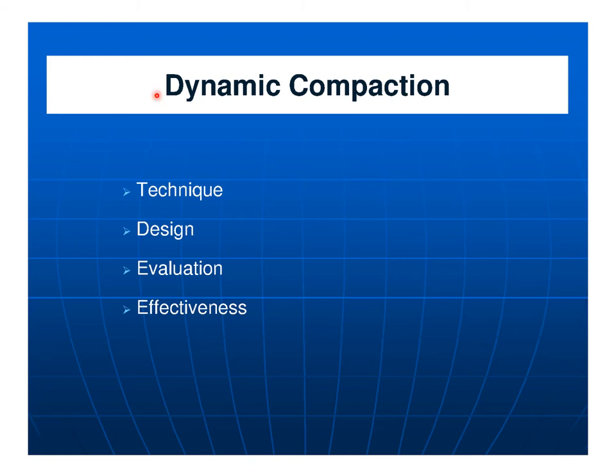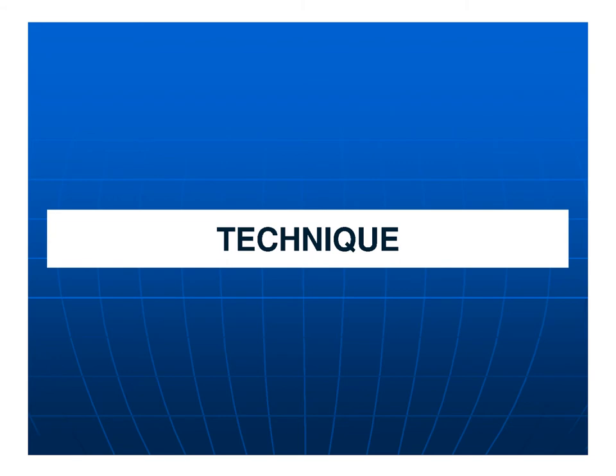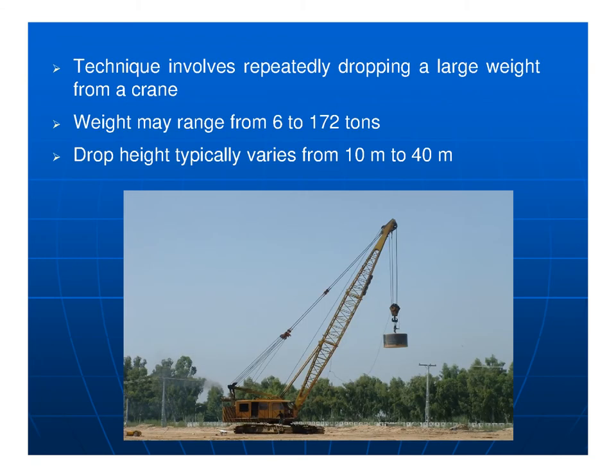So, to study dynamic compaction, we can consider these four headings: technique, design, evaluation, and effectiveness. First, look at the technique. Technique involves repeatedly dropping a large weight from a crane. Weight may range from 6 to 172 tons. Drop height typically varies from 10 meters to 40 meters.